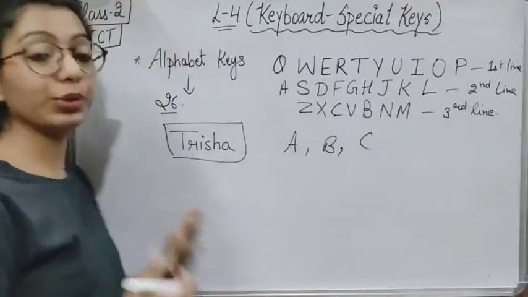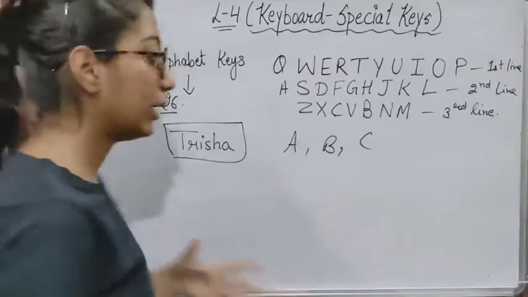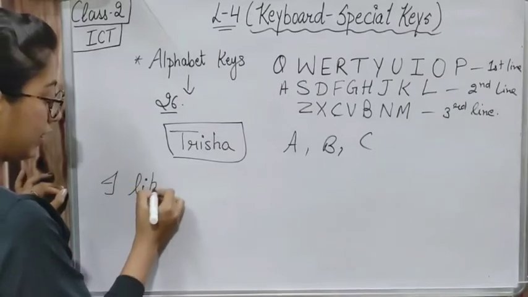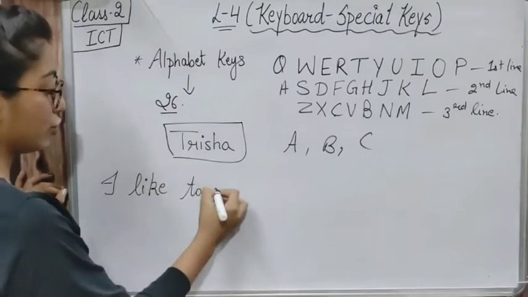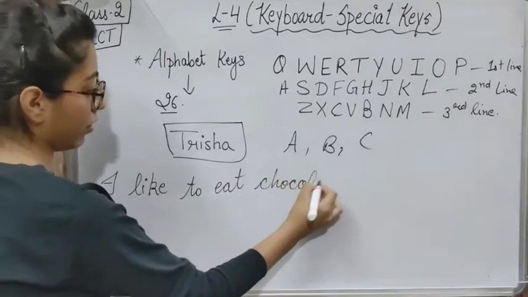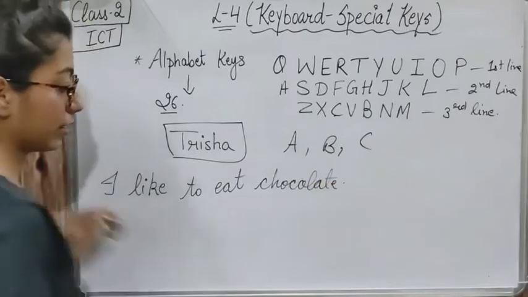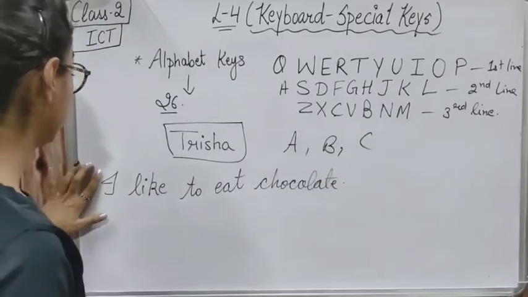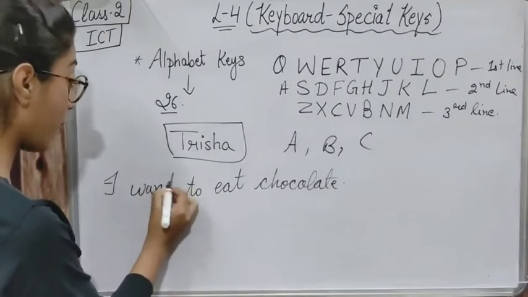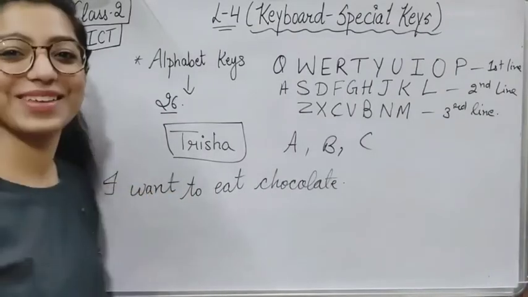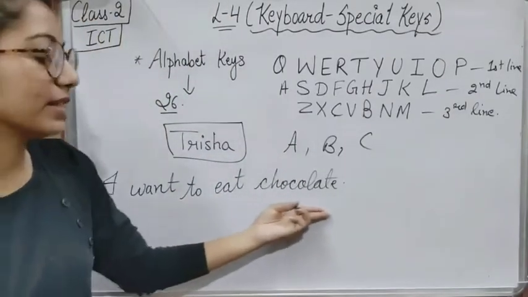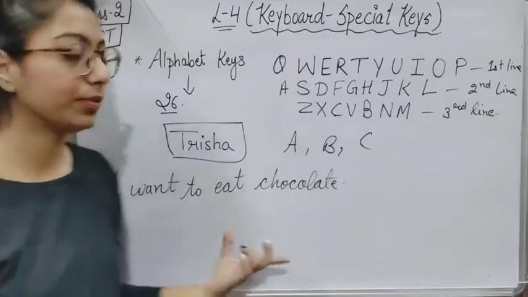Then if we want to write any sentence like I like to eat chocolate. I like to eat chocolate. Yeah, we can say I want to eat chocolate. Right now I want to eat chocolate. Chocolates are not good, no? So I want to eat chocolate. This also we can type.